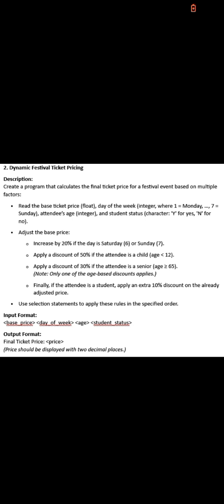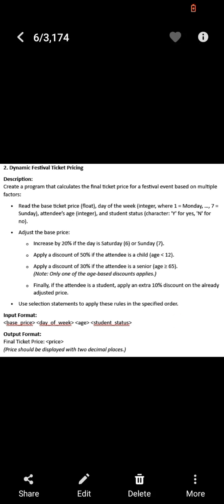Use selection statements to apply these rules in the specified order. Input format: base price, day of week, age, student status. Output format: final ticket price. Price should be displayed with two decimal places. So now let's proceed to coding in C.